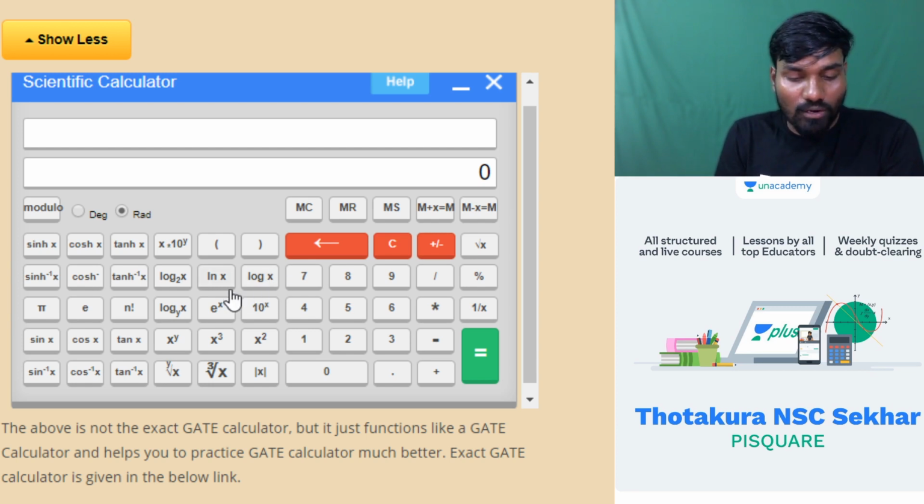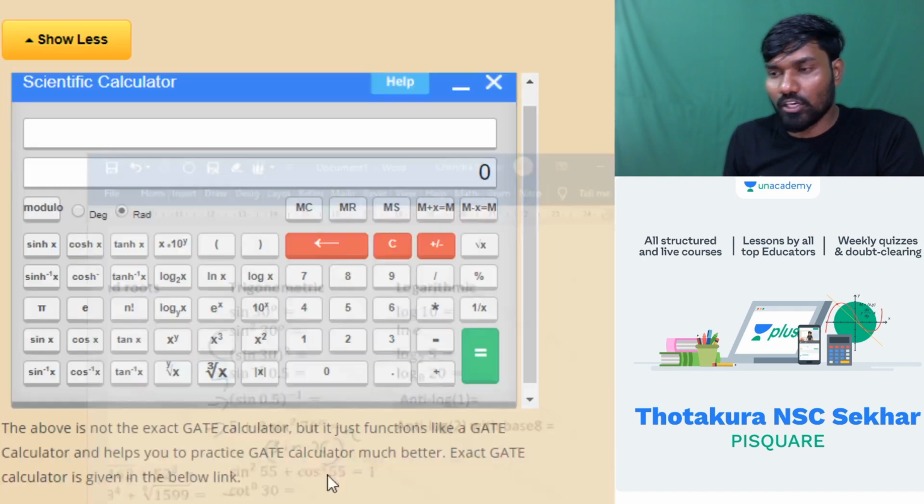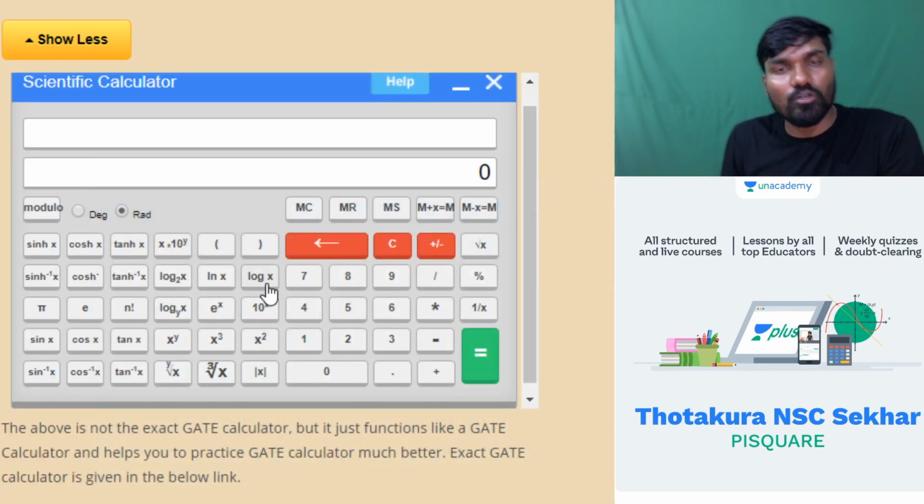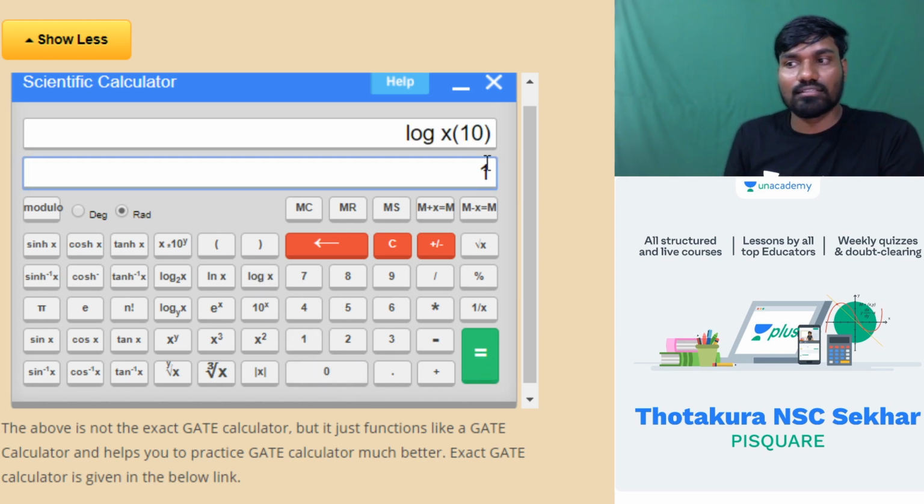Somebody is asking about quadratic equation. I think you have not watched the video from the first. Watch from the beginning, you will understand the things. Now this one, what is this? Log 10. X is there, so x first, 10, then log. That's the answer.